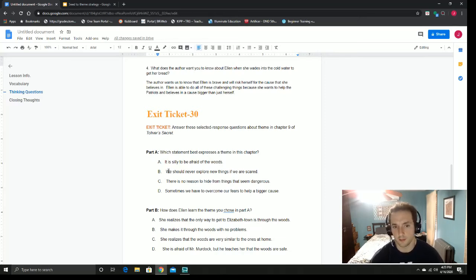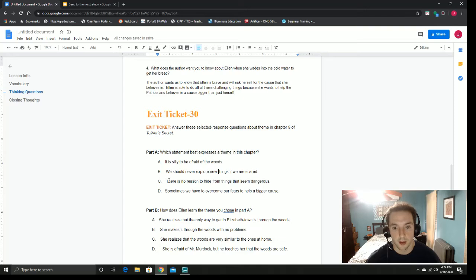The second says we should never explore new things if we are scared. Ellen does exactly the opposite here. She's afraid to go into the woods, but she goes in anyway. So that's not being shown here. That might be a theme. It's a lesson that applies to everybody, but I don't think it necessarily improves anyone's life, and it's also not what Ellen showed.